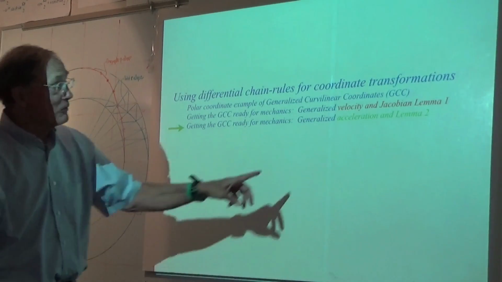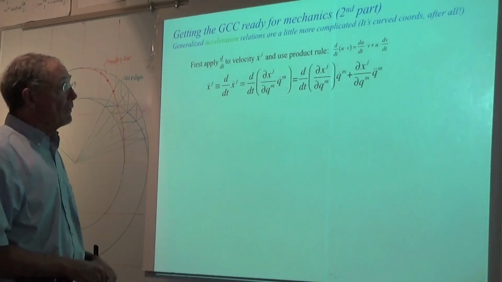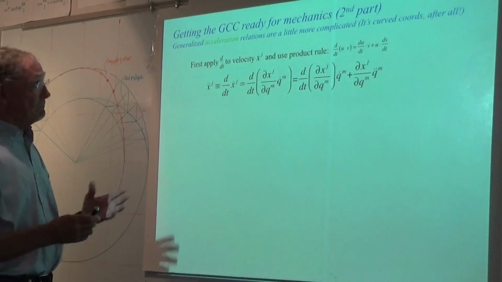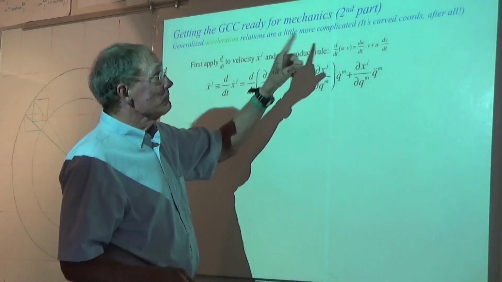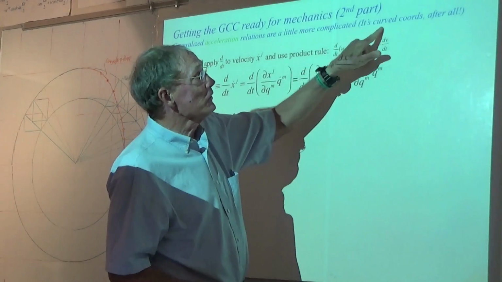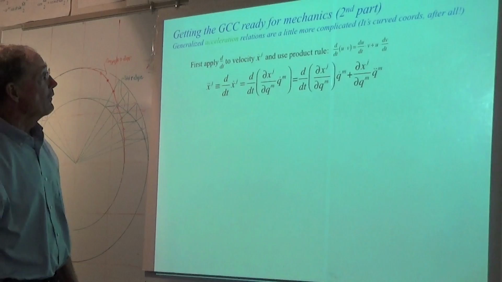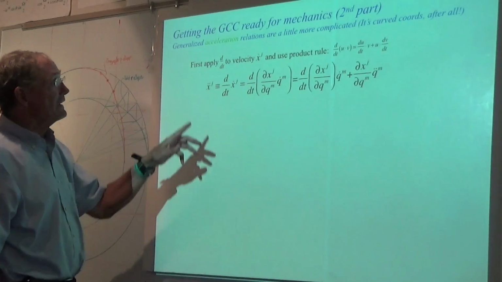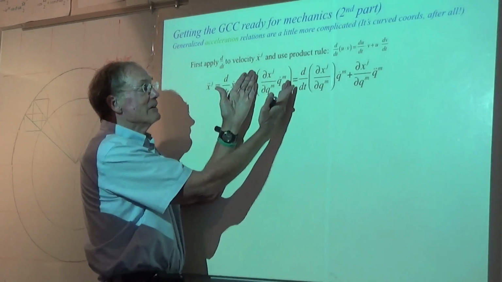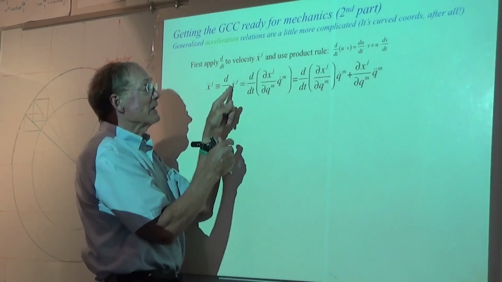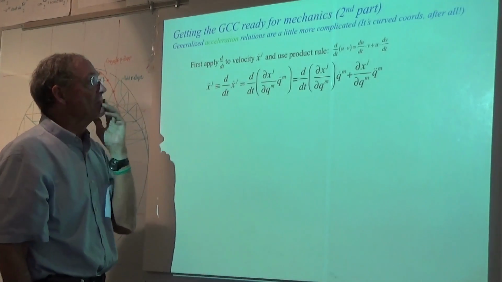Now, we have acceleration to do yet. That's more than one step. And the reason it's more than one step is because these coordinates are curved. Generalized acceleration relations are a little more complicated. It's curved coordinates after all, isn't it? Okay? So when we apply a d/dt to something we already have, that's our velocity right there, that's our x dot right there by lemma 1, okay?